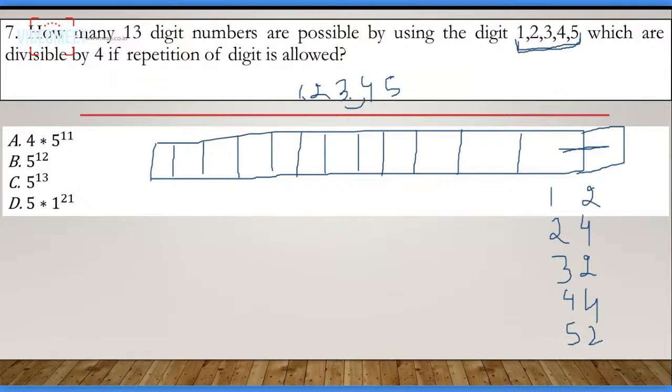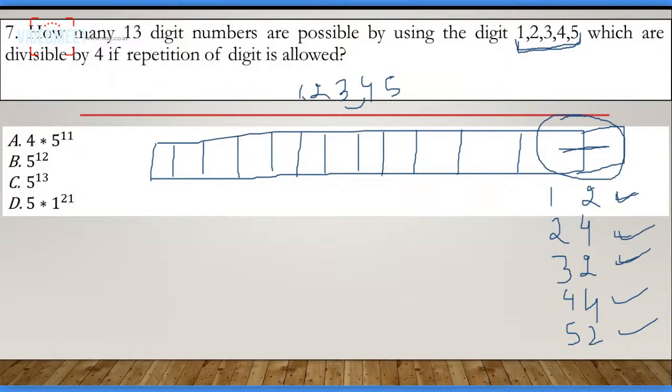Fine. 53 is not possible. 54 is not possible, and 55. That means only these five numbers we place at the last two digits. Only five possibilities: one, two, three, four, and five. Anyone remaining? Yes, Garvit, A is the right answer.